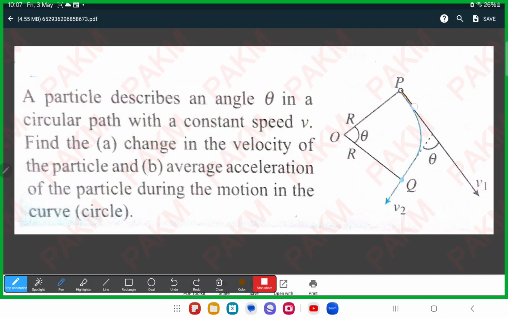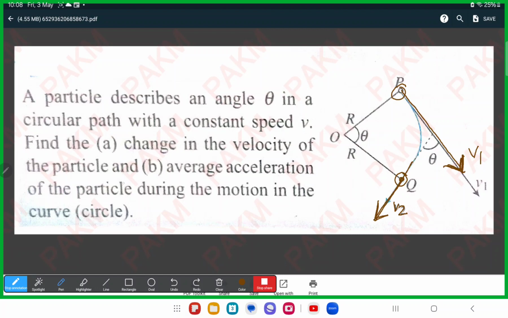At point P, the initial velocity vector direction is tangent to the path, and that gives you velocity v1. Fine, with a constant speed they were saying. Here I am keeping it as v1, since magnitude is fixed but direction is changing. Once it reaches point Q, here you can see once again a tangent. Always remember, the tangent at a point will give you the direction of the velocity, that is v2. So these are the two points, point P and point Q.